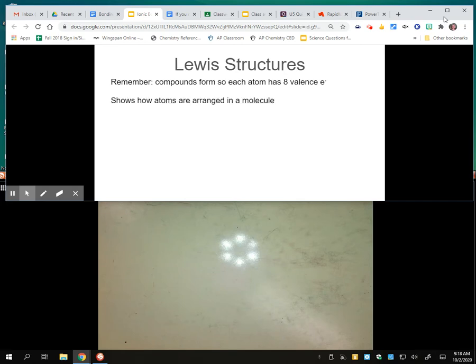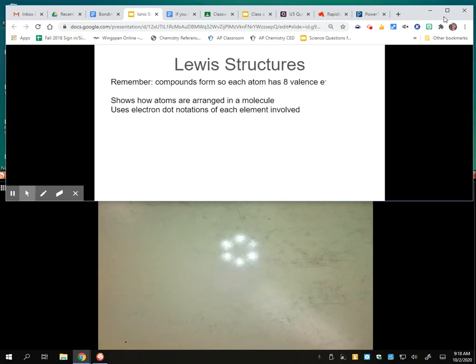So again, Lewis structures show how the atoms are arranged in a molecule, and it uses electron dot notation for each element involved. We would get how many atoms are involved from the chemical formula. The electron dot notation is a way to represent how many valence electrons an element has. Remember that the group number can tell us that from the periodic table.